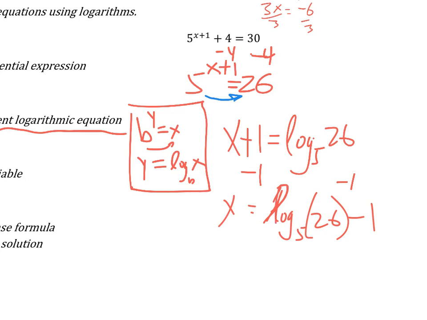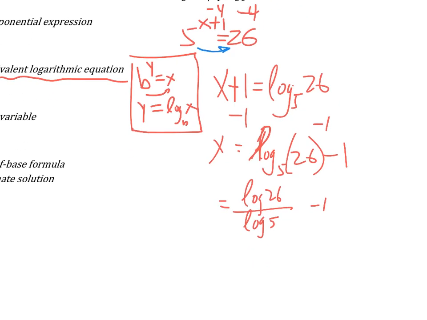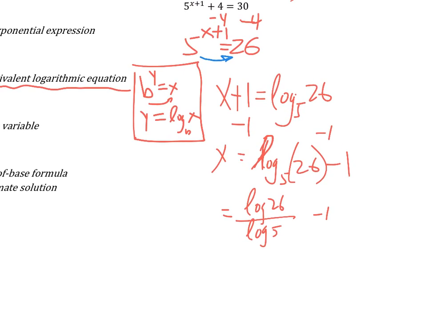If we want to get an approximate answer, well, we can take log of 26 and divide it by log of 5. And then we'll subtract 1. And this will give us a decimal answer here. Again, this is exact because it's written without rounding decimals off there.